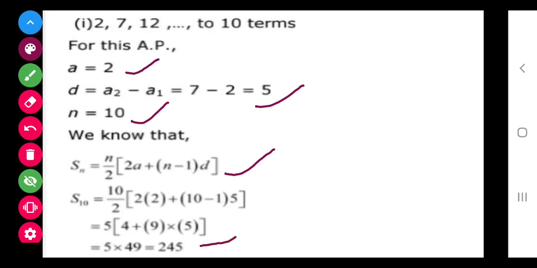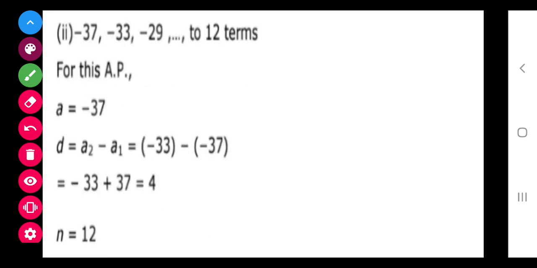Class, one thing to remember, we cannot cut this 2 with this 2 because it is within the bracket, and in the bracket there are two terms which are under plus. If it is under multiplication, then only we can do that. So class, this small mistake I have seen in your notebooks many times. So this you will not do. First of all, solve the bracket, then solve the whole term. That's all class.